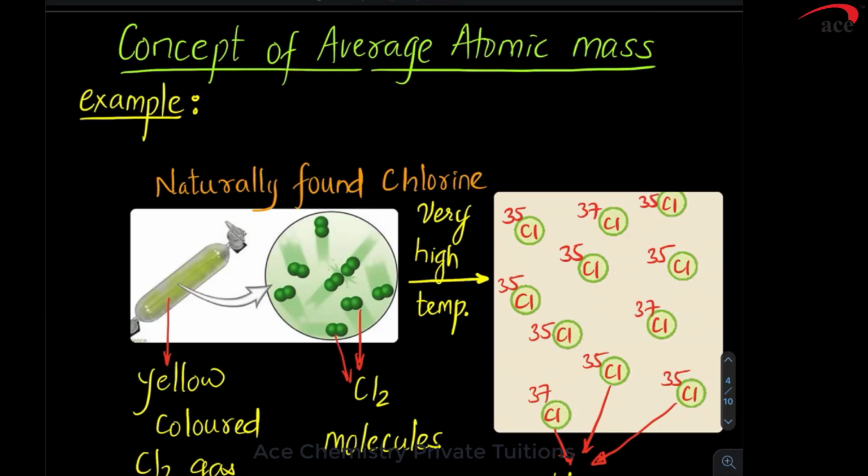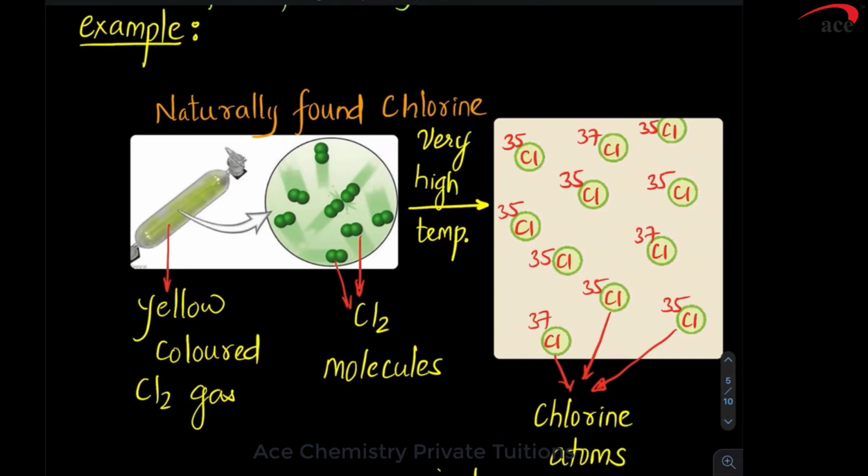We come to the concept of average atomic mass. To understand this, we take a day-to-day life example. You are aware chlorine is found in the nature. Actually, all the elements are found in nature. Only elements, right, which are the last part of the periodic table, they are artificially prepared. Otherwise, all the elements exist in nature.